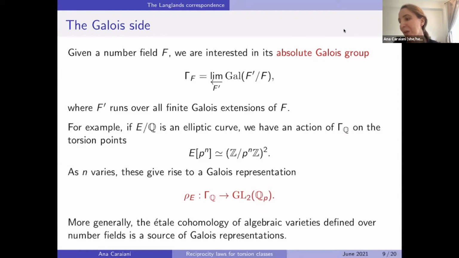And more generally, there is a machinery that is called étale cohomology, and the étale cohomology of algebraic varieties defined over number fields gives rise to Galois representations. So you don't really need to know that you have a group law. That's just something that is convenient in order to give this sort of first example. But whenever you have an algebraic variety that's, say, cut out by some polynomial equations with coefficients in a number field, you can consider its étale cohomology, and that gives rise to a Galois representation.